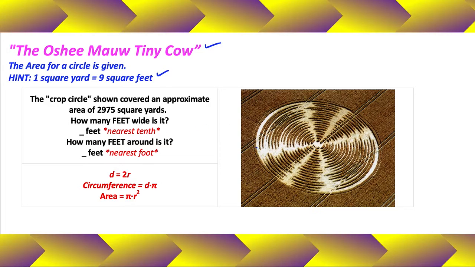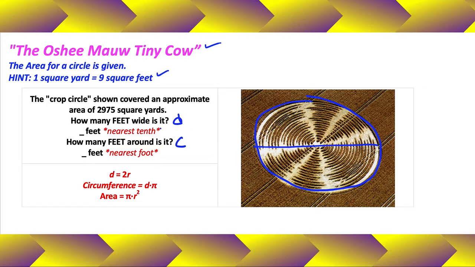All right, so width going all the way across a circle is called its diameter. So we're going to find the diameter for the width. And then the feet around a circle, that is called the circumference. So that's actually going to be the circumference. Fun fact there.